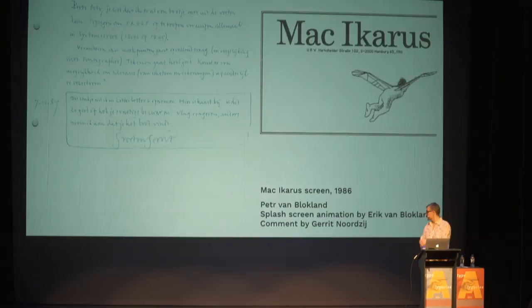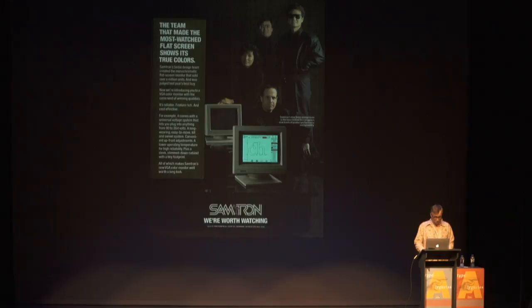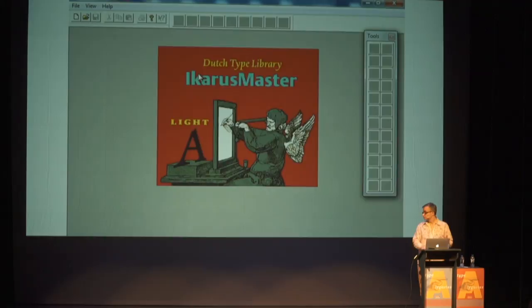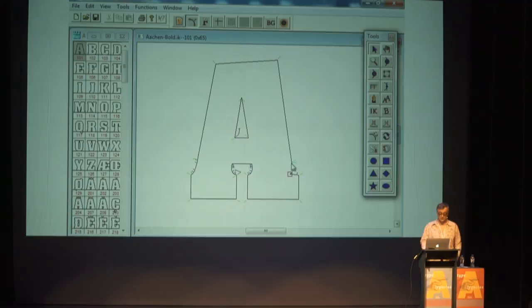And then Ikarus was ported to other operating systems like Atari and DOS. And then it continued. So today it's still developed, or at least can be used in the form of Ikarus Master. So here you can see the manipulation of the Ikarus outlines using these control points or knots right on the outline.